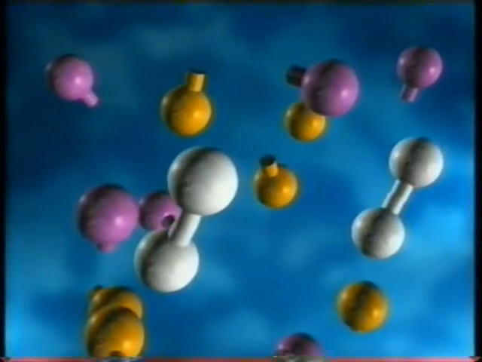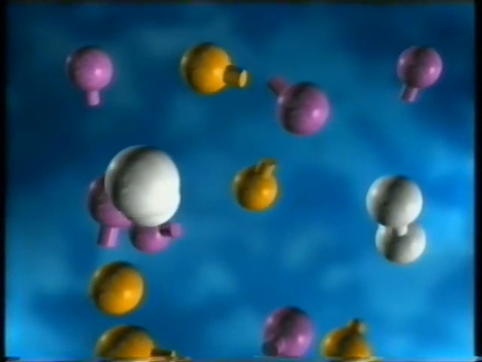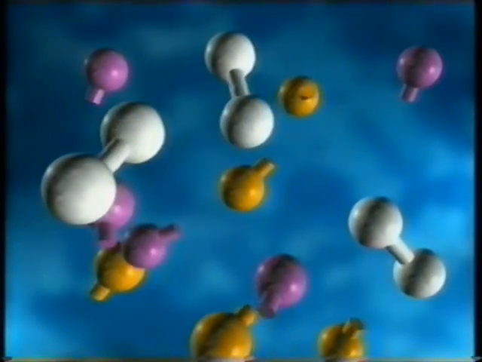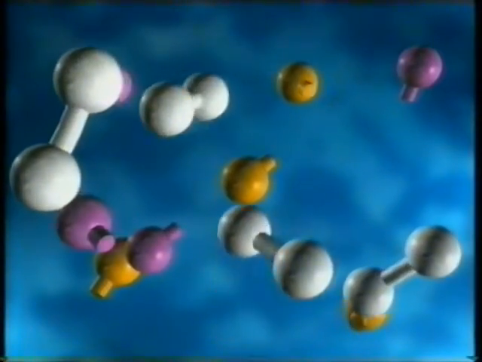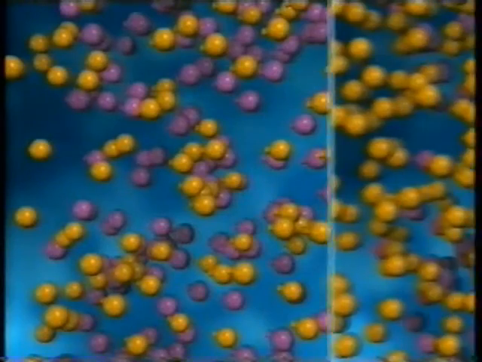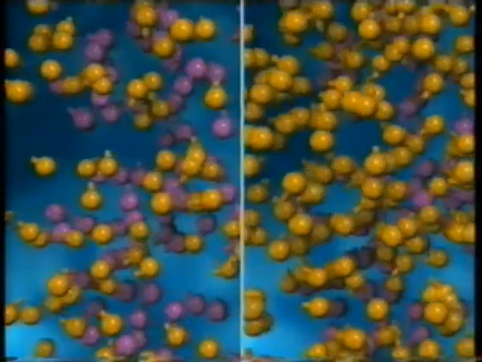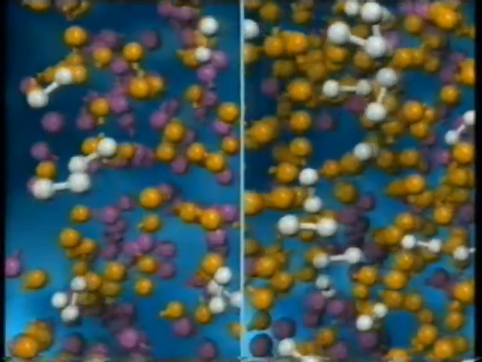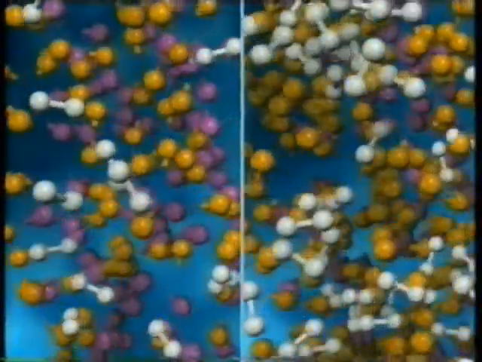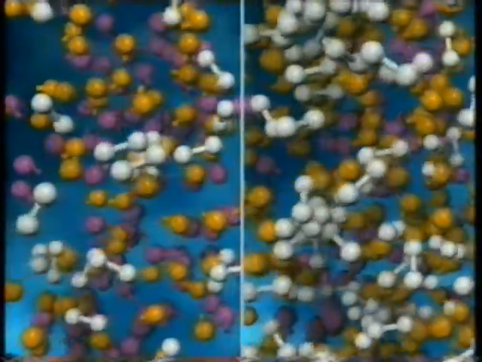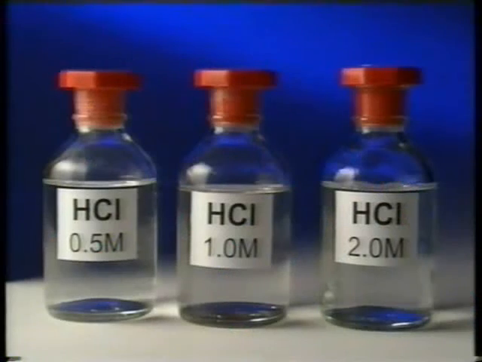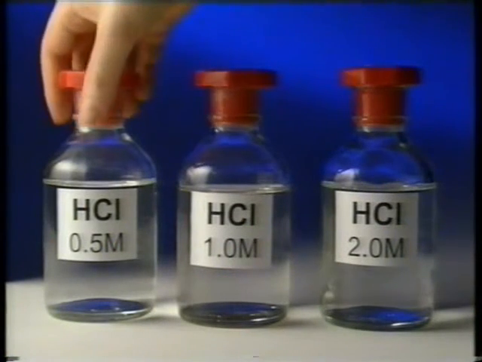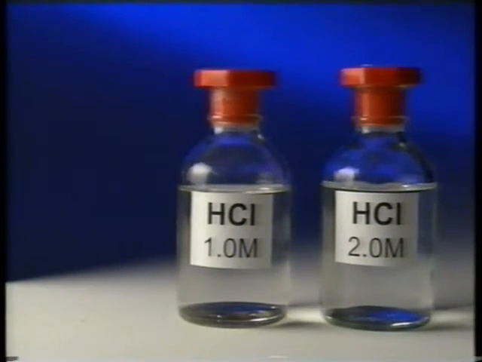For a chemical reaction to take place, the reacting particles must collide with each other. On the right, the yellow reactant is doubled and the collision rate increases. Decrease the concentration of hydrochloric acid and what do you think will happen?